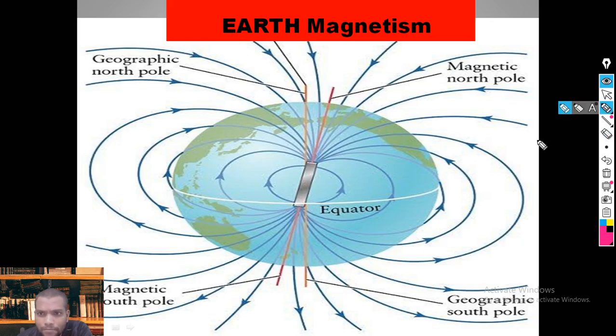After that, we need to know where the magnetic north is and where the magnetic south is. By seeing this diagram itself, you can understand by observing the direction of the magnetic field lines. The magnetic field lines are going out here, so we take this as magnetic south. So this is the south pole and this is the North Pole. The top is the Earth's magnetic North Pole, and the bottom is the Earth's magnetic South Pole.